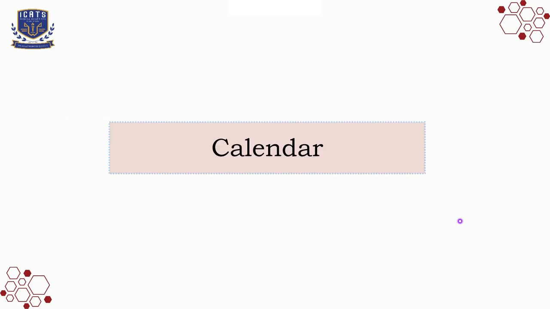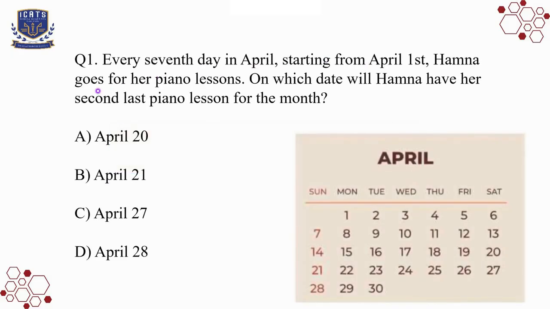Now we will solve questions related to calendar. Question number 1. Every 7th day in April, starting from April 1st, Hamna goes for her piano lessons. On which date will Hamna have her second last piano lesson for the month? Option A is April 20, option B is April 21st, option C is April 27, and option D is April 28.